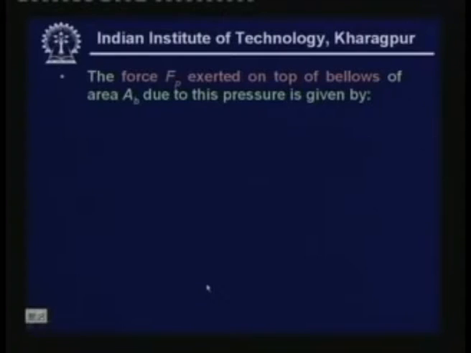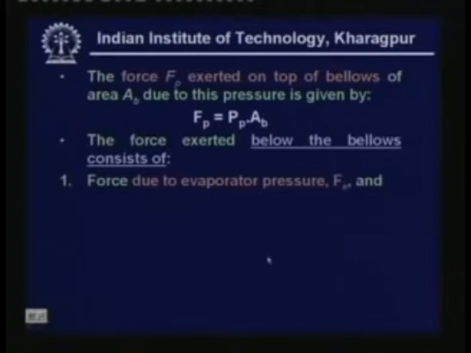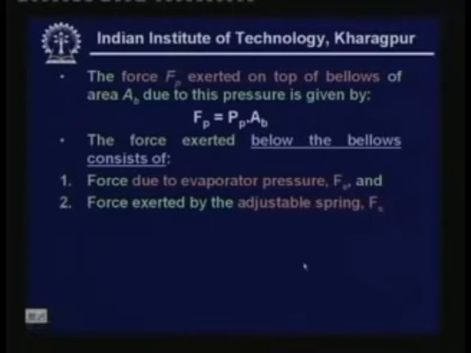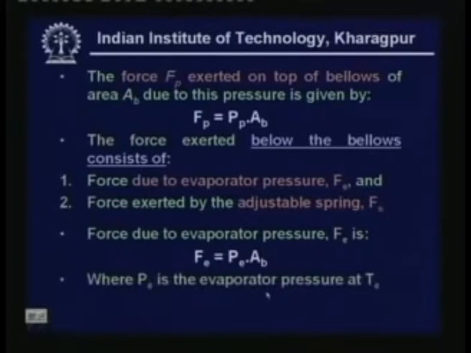Now the force, so this I have already explained to you, the force Fp exerted on top of the bellows of area AB is given by Fp is equal to Pp into AB, and the force exerted below the bellows consists of, as I have already discussed, first the force due to evaporator pressure Fe, and force exerted by the adjustable spring Fs, and force due to evaporator pressure Fe is given by Fe is equal to P into AB, where AB is the area of the bellows and P is the evaporator pressure. Okay, evaporator pressure at temperature TE.